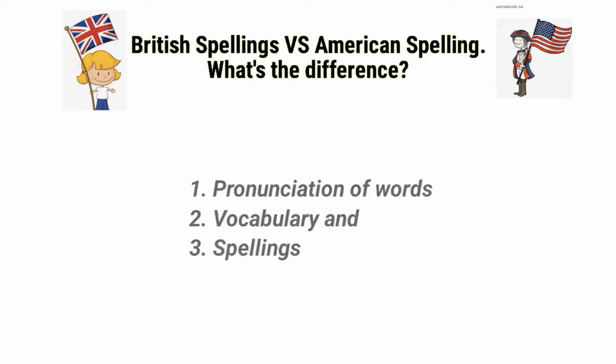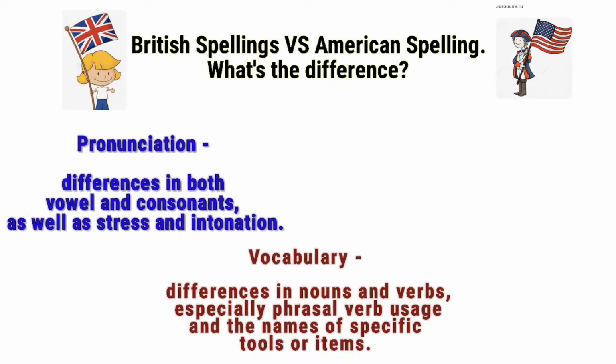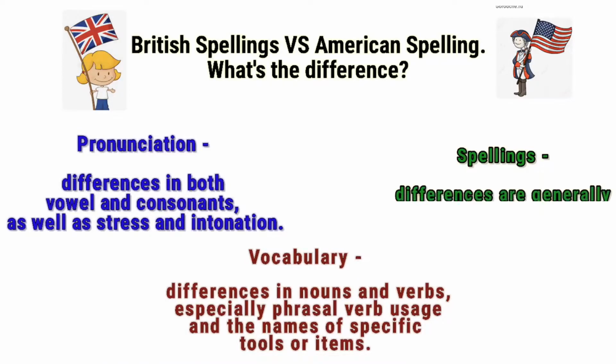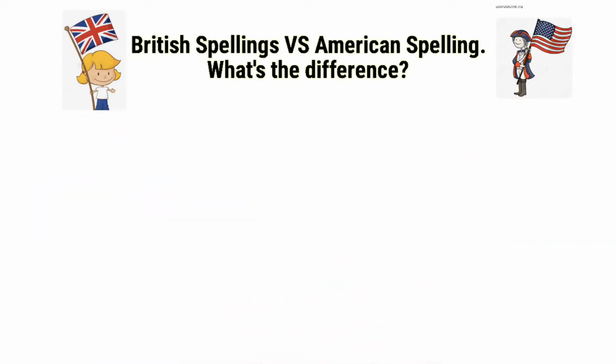The first one, pronunciation of words. There are differences in both vowels and consonants as well as stress and intonation. Second one, vocabulary. There are differences in nouns and verbs, especially phrasal verbs, usage and names of specific tools or items. Third one, spelling. These differences are generally found in certain prefix and suffix forms. Officially, Indians follow the rules of British English grammar, but there are a lot of differences in the way Indians speak English. Let's learn the differences.